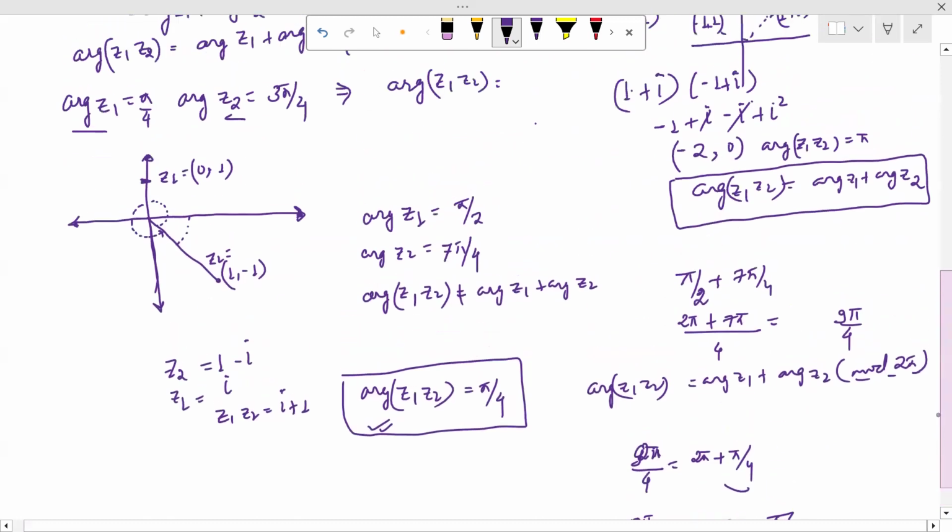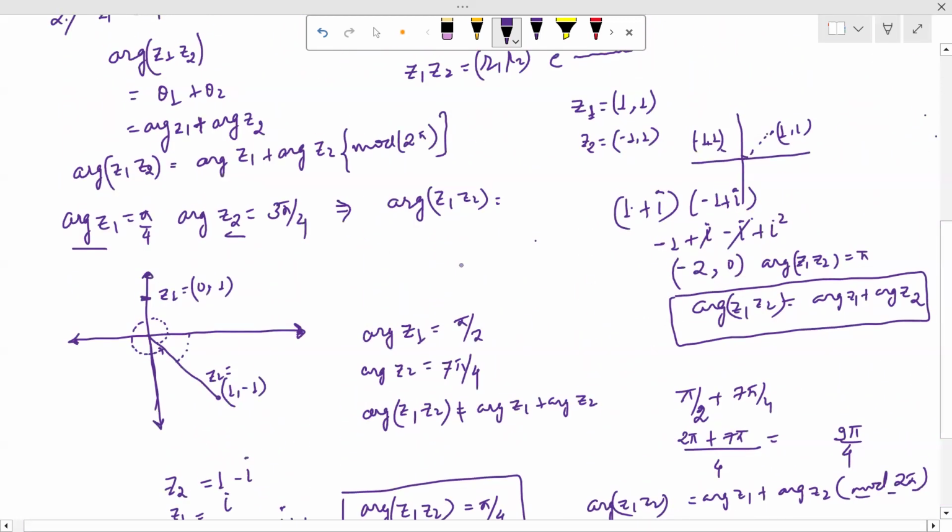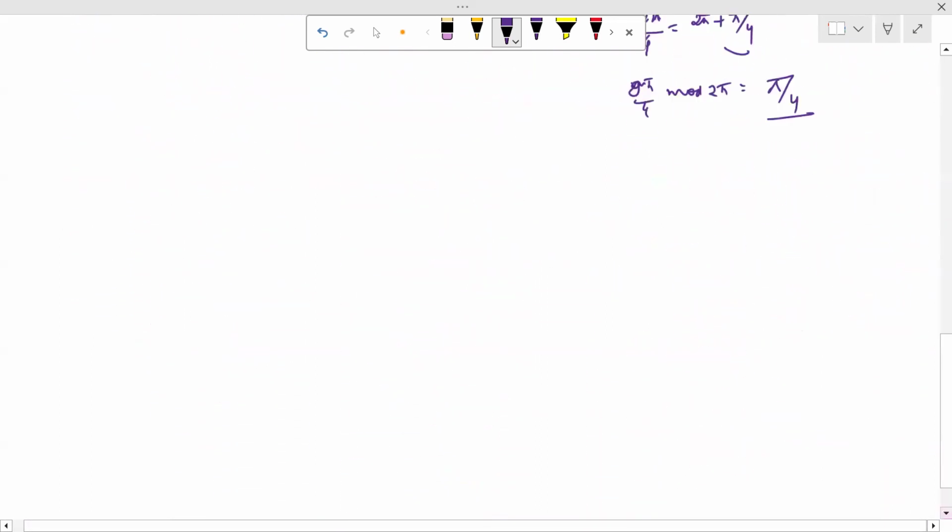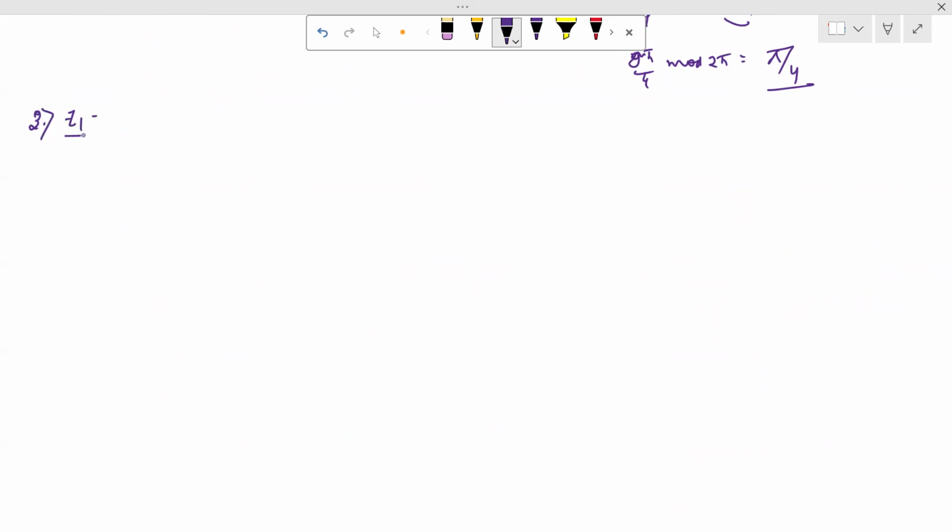So more generally, whenever I'm not talking of the principal argument but simply of the argument, the argument of z1 z2 is equal to the argument of z1 plus the argument of z2, taken modulo 2 pi. This is the most general result. Similarly, one can also write this property for z1 by z2. If I want to find the argument of z1 by z2, then certainly it will be equal to the argument of z1 minus the argument of z2.